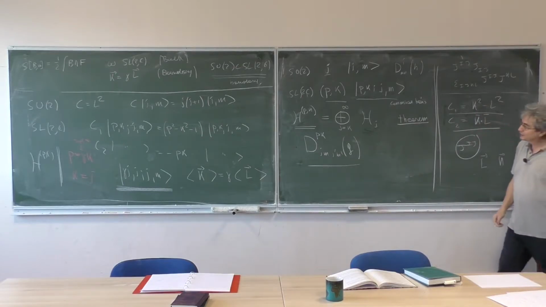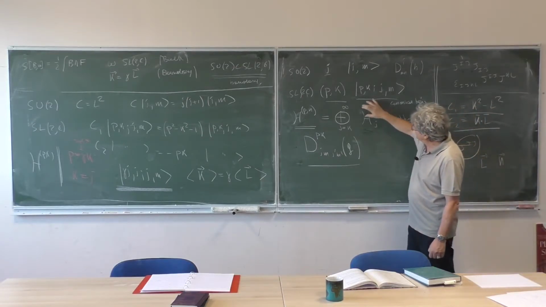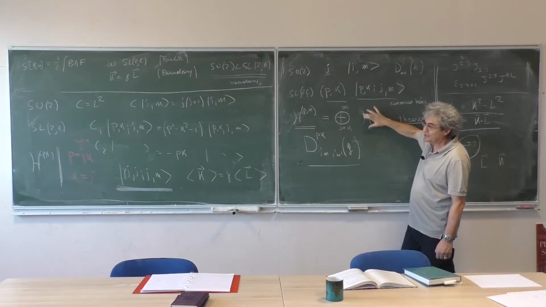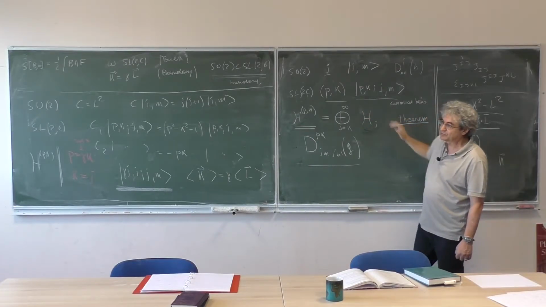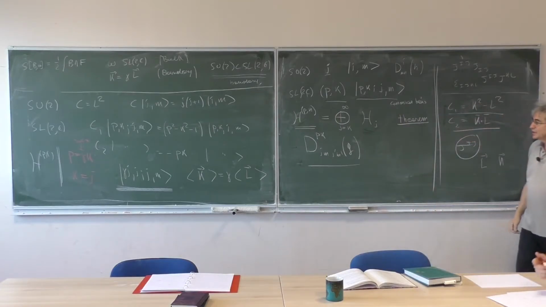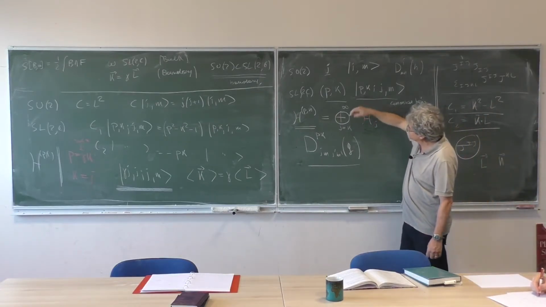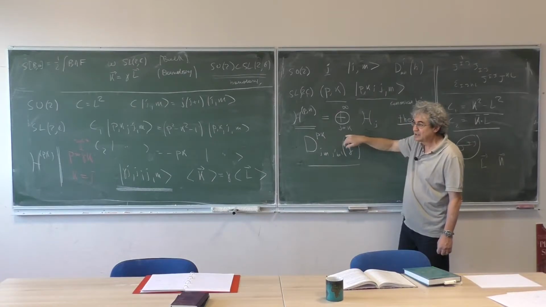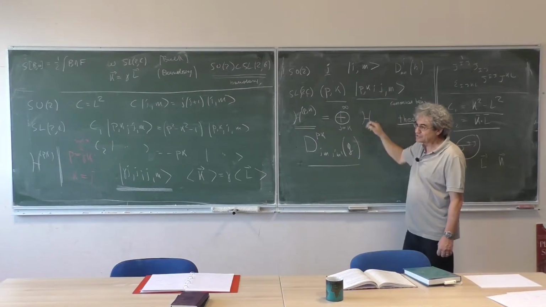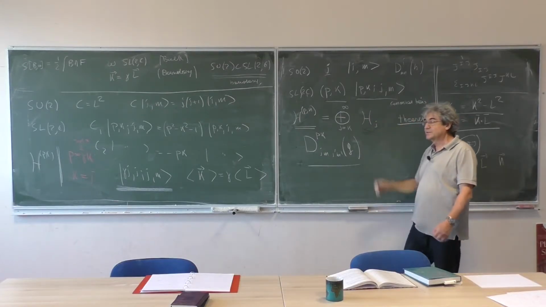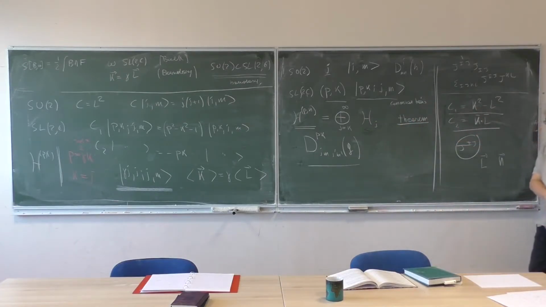So, if you want, this formula doesn't tell anything about the action of the boosts here. It tells everything about the action of the rotation, but not about the boost. And the boosts mix up the different J. And in the explicit action, there is P and there is K. Okay.